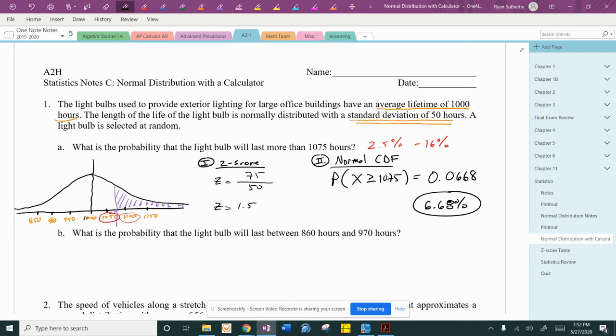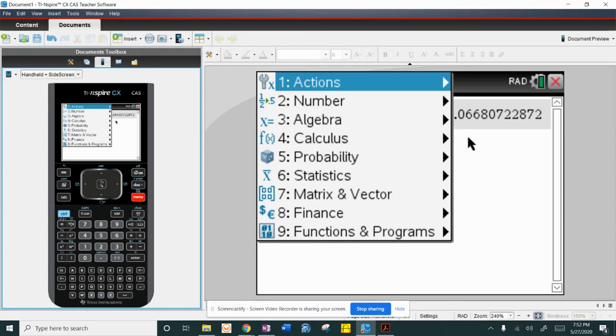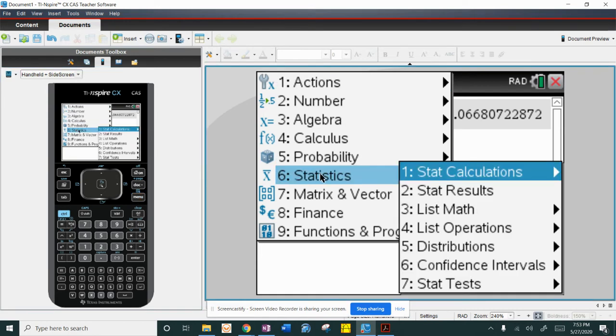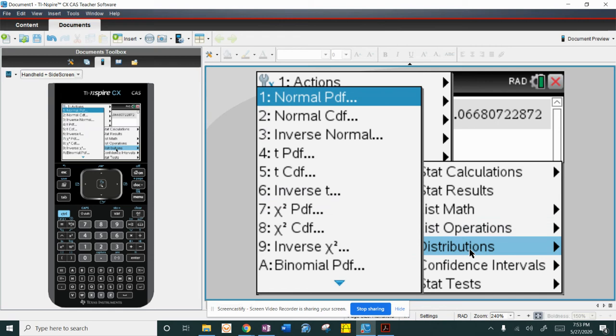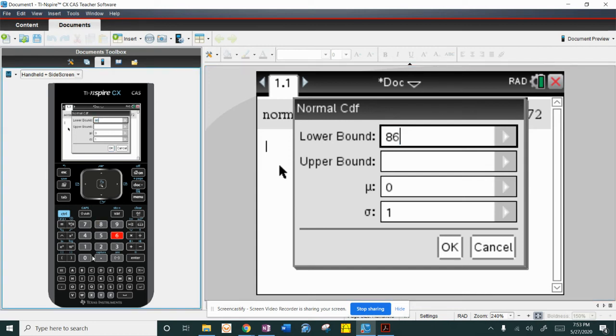All right, what's the probability that the light bulb will last between 860 and 970 hours? So this is really just asking what's the probability that it is between 860 and 970. So I can use the same command. Menu, statistics, distributions, normal distribution, normal CDF. This time our lower bound is 860. Our upper bound is 970.